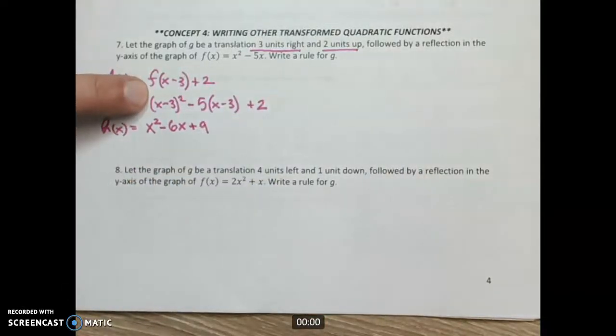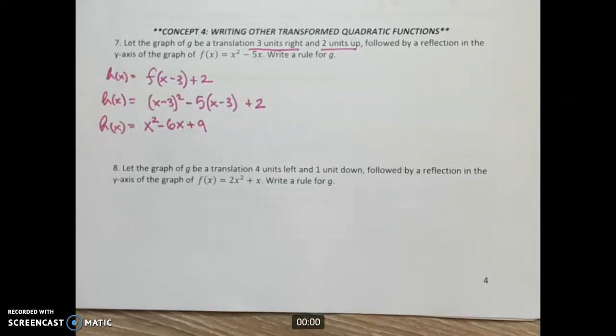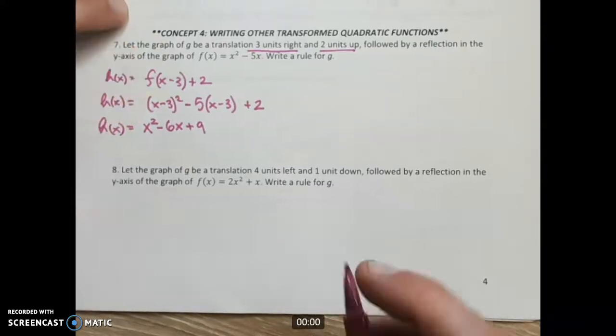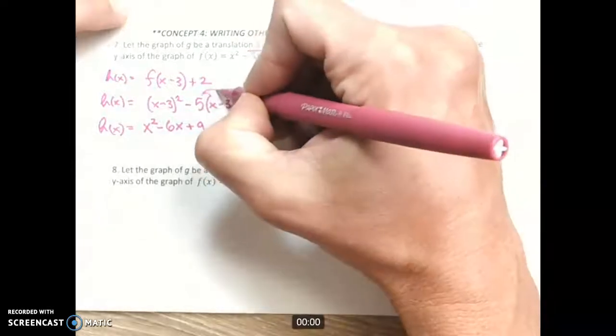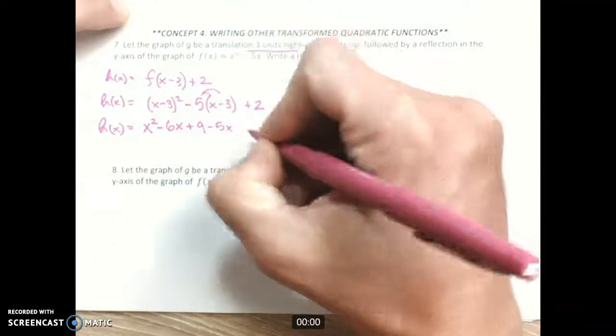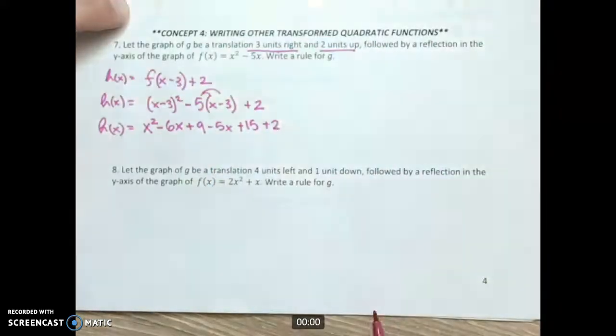Alright, you could just write x minus 3 times x minus 3 and FOIL it out. You're going to get that answer. We'll talk more about that as we go forward, but that is something that would be really nice for you guys to pick up and learn. Second part, distribute that negative 5 into x. That's negative 5x. Negative 5 times negative 3 is positive 15, and then plus 2.